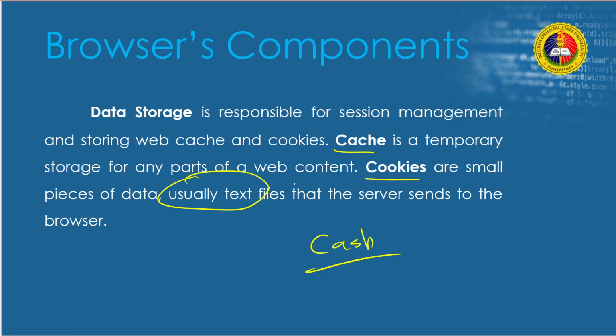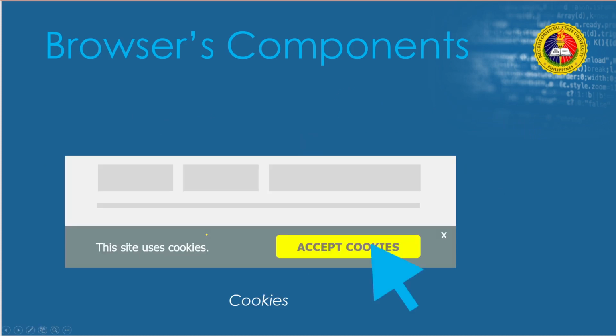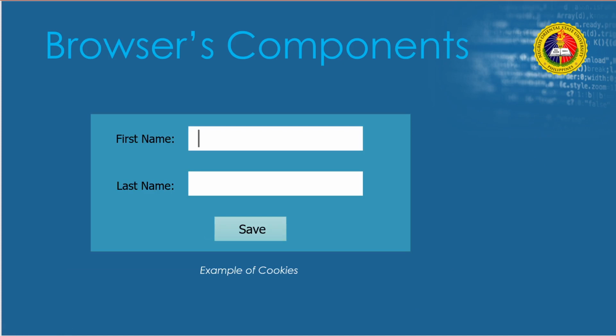That the server sends to the browser. So one example of that are forms. For example, this file for NBI clearance. You fill out the first name, the last name, and save. Since you accepted the cookies, the text files that you entered will be saved to your computer, your browser.